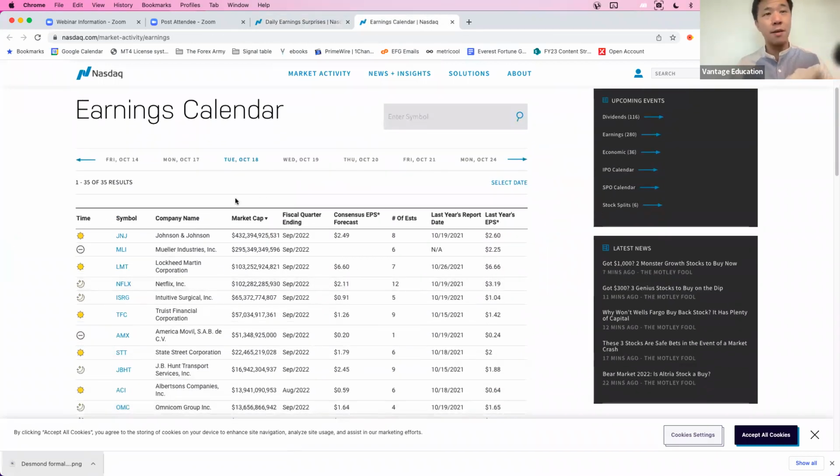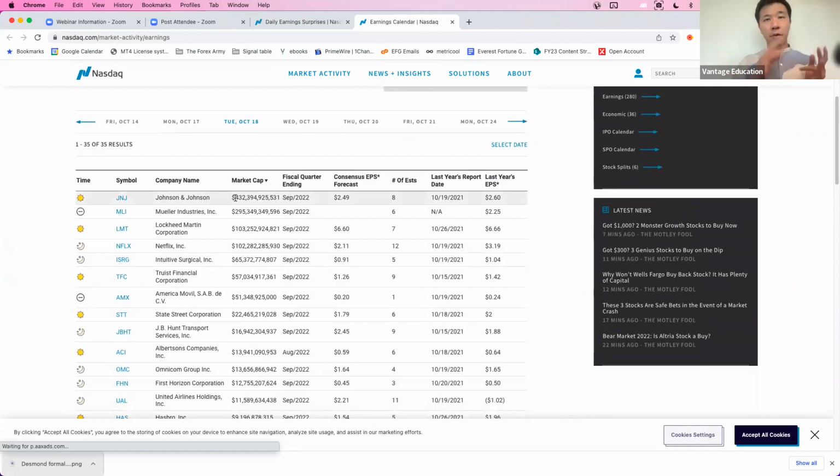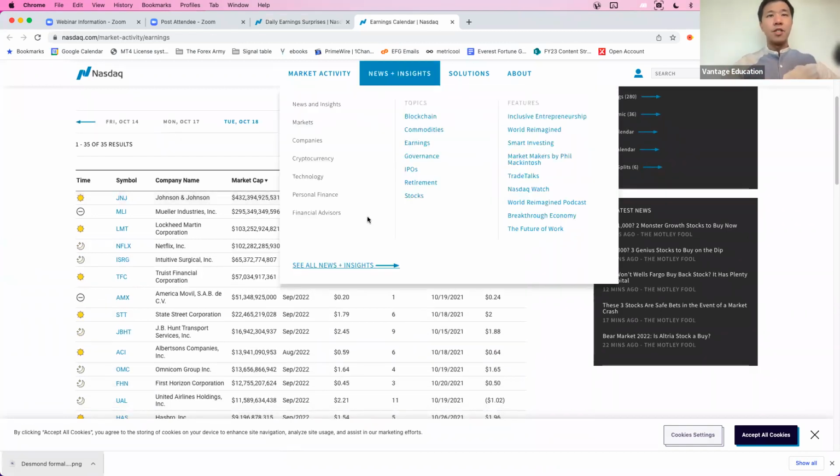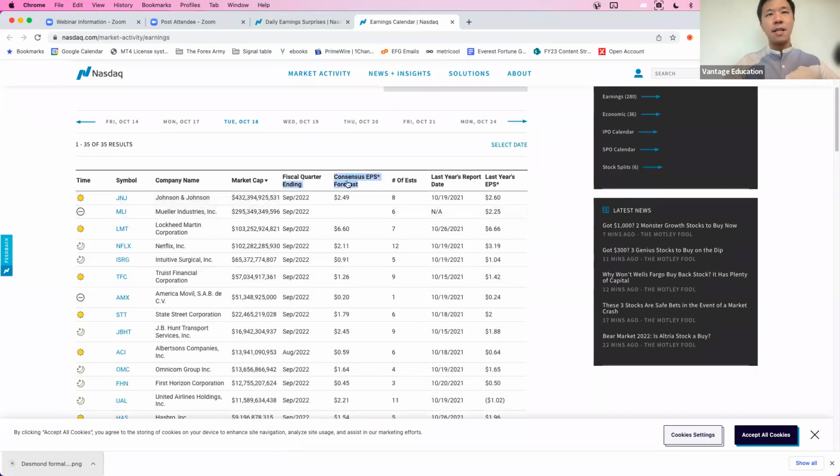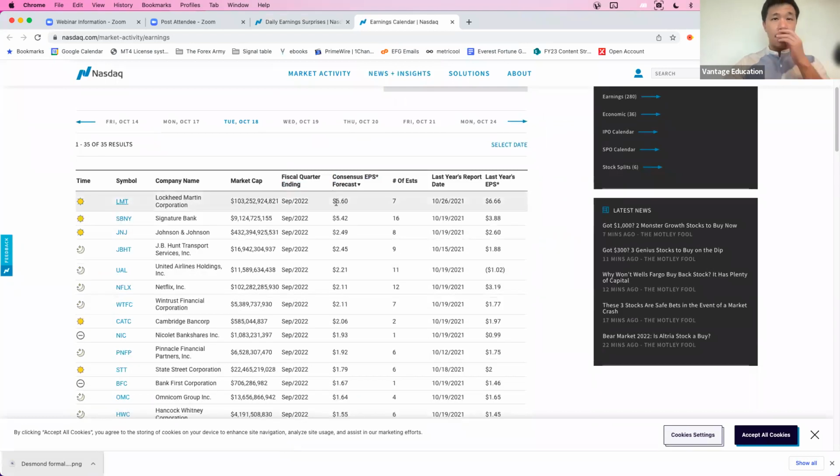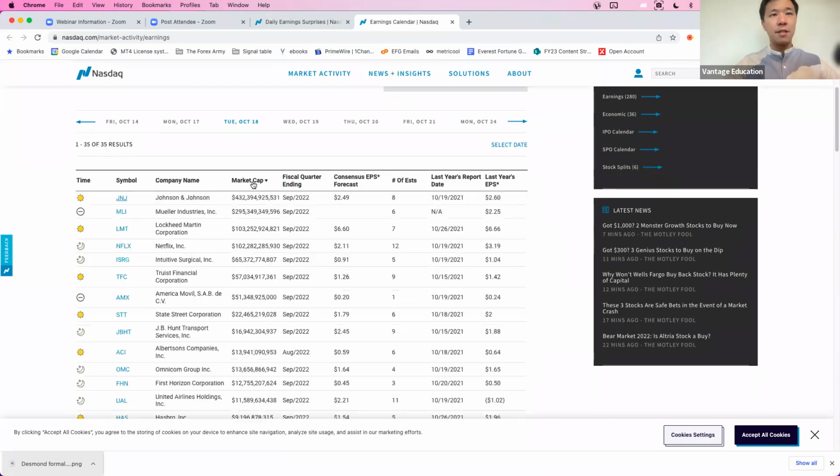So Tuesday, today, what can we expect with the reports later? You'll notice there's a consensus, these are the forecasts. There are a few ways that you can sort this, and of course, I personally like to sort it based on market cap. Big one later is Johnson and Johnson. We have the forecast. Let me pull up my chart over here for you.